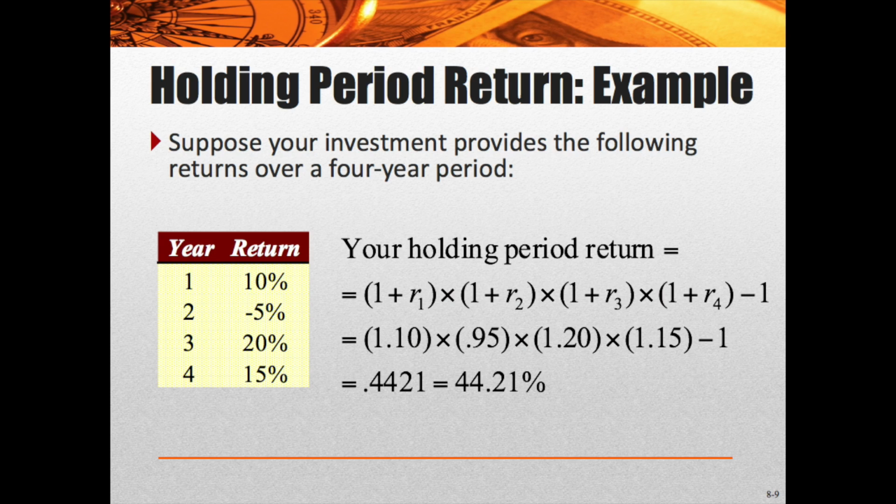So in this case, the first year is 10%. 1 plus 10% is 1.10. We multiply that by 1 plus, the second year was negative 5. So 1 plus negative 5% is 0.95. That avoids us having to use a negative sign. And then times 1.2 times 1.15, we multiply all that together and then subtract the 1. If we left the 1 in there, it would be 1.4421. We take the 1 off, just drop the 1 at the front. We get 0.4421, which of course we move the decimal two places, for percentages, and you end up with 44.21%.